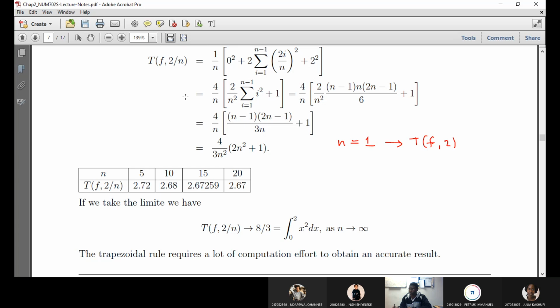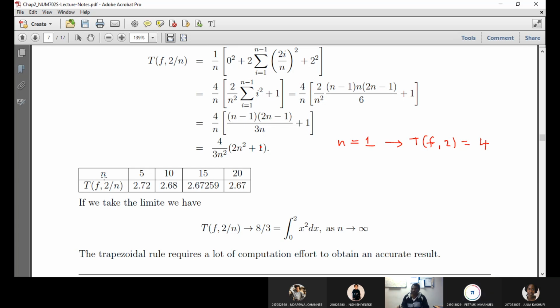h is 2. So with n equal to 1, this will be 2 plus 1, which is 3. And that 3 will cancel out with this 3, and it will be 4. So you see, it's in agreement with what we did previously.